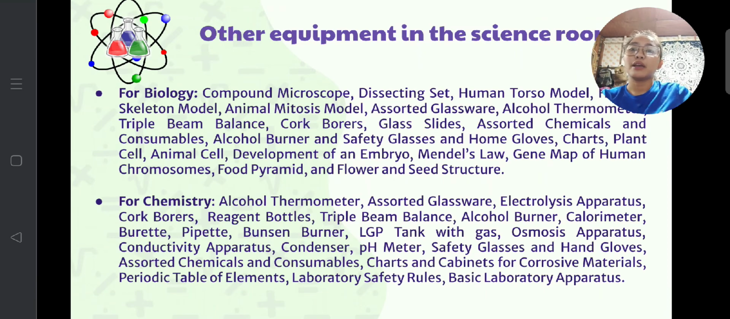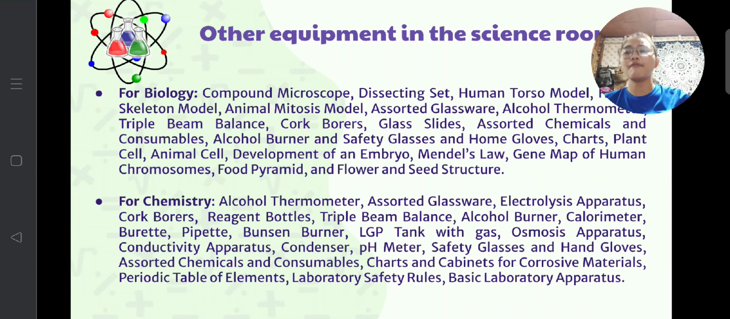And for the biology, we have here the compound microscope, dissecting sets, the human torso models, the human skeleton models, the animal mitosis model, the assorted glassware, alcohol thermometers, the triple beam balance, of course, the glass slides, assorted chemicals, and then alcohol burner and safety glasses, the charts, of course, the plant cell, the animal cell, development of the embryo, and also Mendel's law, and the gene map of human chromosomes, food pyramid, and flower and seed structure.